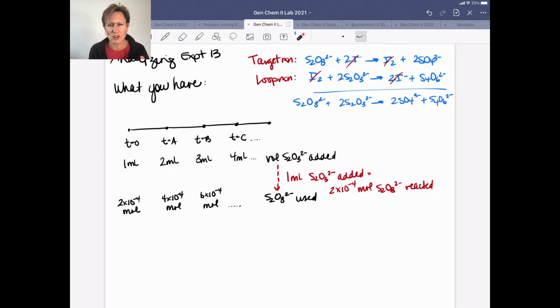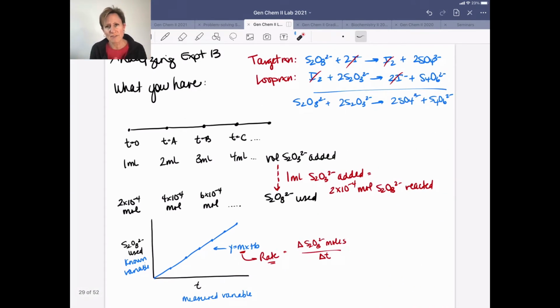All right, so what does this all mean and why did I need to bring my computer today? Well, we're going to be graphing this data, or I'm going to be providing you data that you will graph yourself. And what we're going to graph is the amount of S2O8 used. This is going to be a known variable. That's going to be the same for everyone and for every trial. And then what's going to be different is the amount of time that passes between changing color.